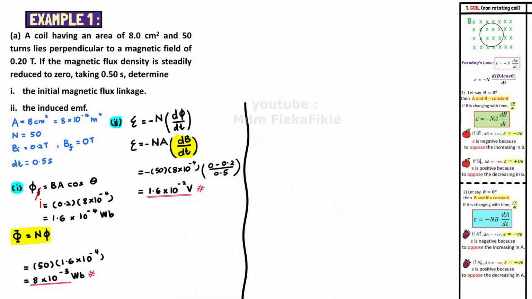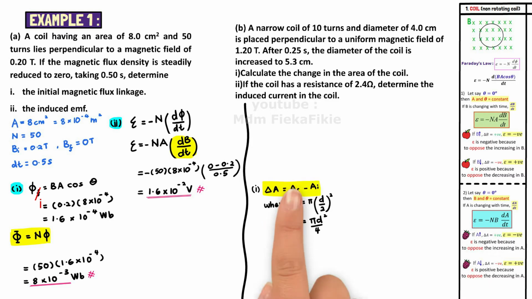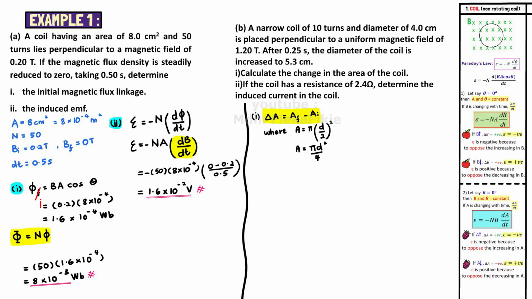So, let's read the question first. A narrow coil of 10 turns and diameter of 4 cm is placed perpendicular to a uniform magnetic field of 1.2 Tesla. After 0.25 seconds, the diameter of the coil is increased to 5.3 cm. So, when there is a change in diameter, it means there will be a change in area with time, dA over dt. So, the first question, B1, calculate the change in the area of the coil. So, we want to calculate delta A, which means A final minus A initial.